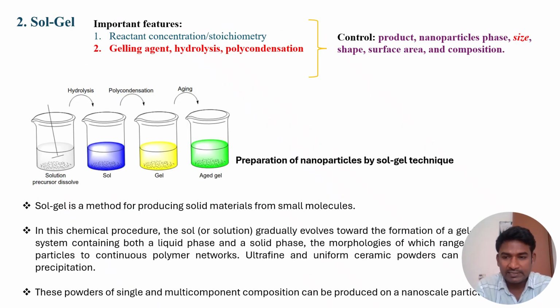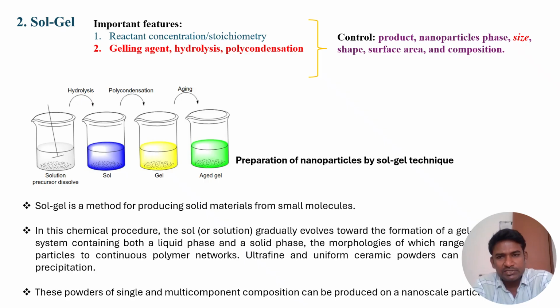Now the last example for this module is the sol gel method. The important feature here is the reactant concentration and stoichiometry. This method involves two things: sol and gel, which means solution and gelation. So here the reactant concentration and stoichiometry are very important. And the other key feature is that the gelling agent plays a predominant role in this.